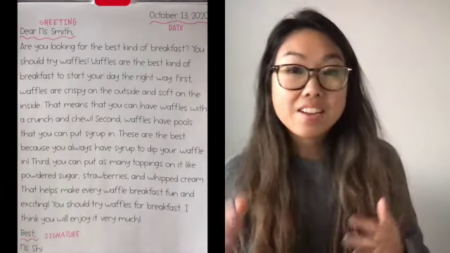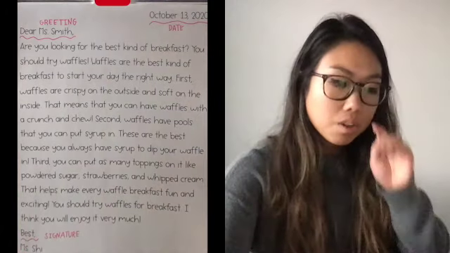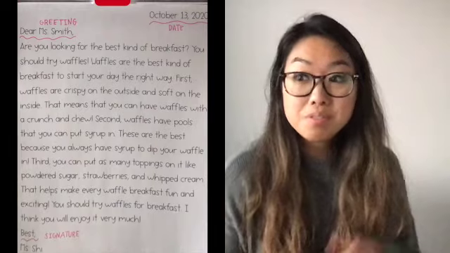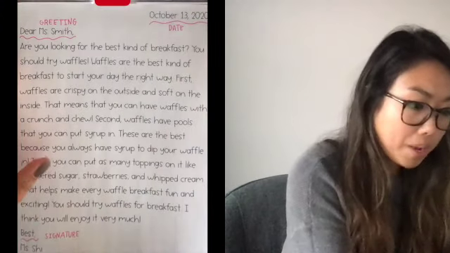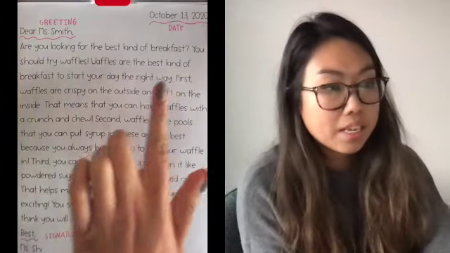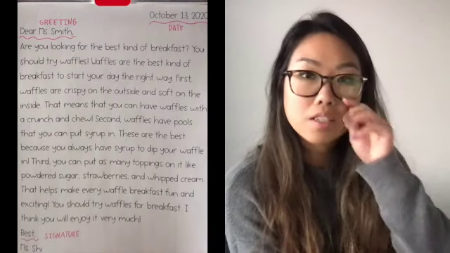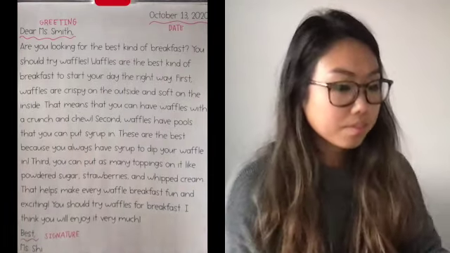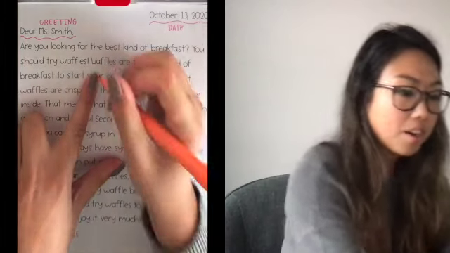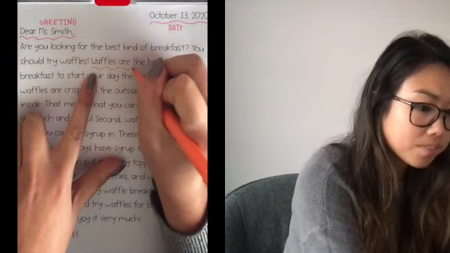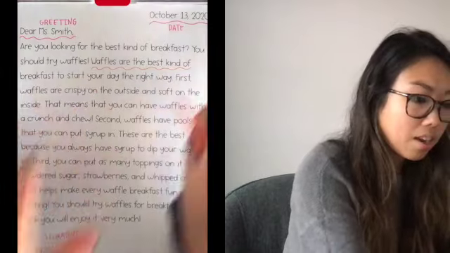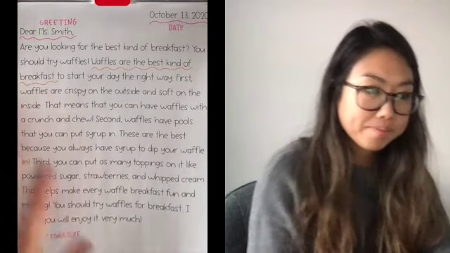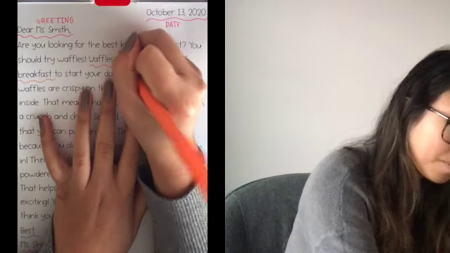Now, when we think about good parts of a letter, we want to be writing a convincing opinion. So there's a couple of parts we're going to be looking at. We first need to write our opinion. So our opinion is in this beginning part because we want the person reading our letter to know what our opinion is at the beginning. So I have my opinion right here. You need to state the opinion. My opinion was that waffles are the best kind of breakfast. So that's my opinion.